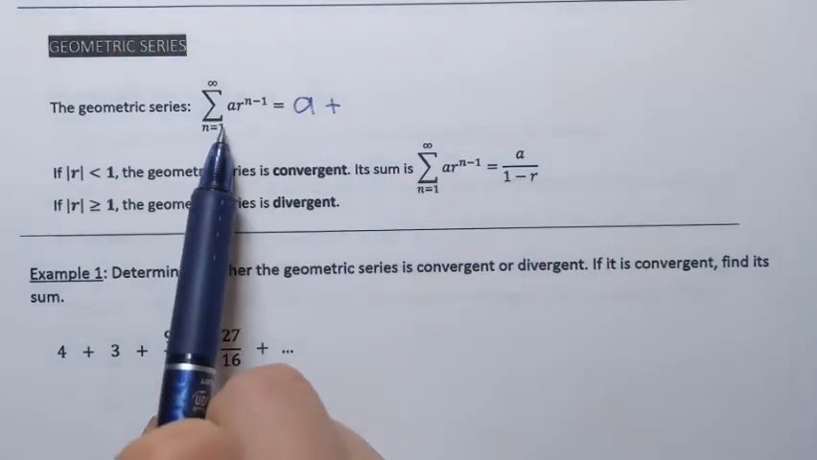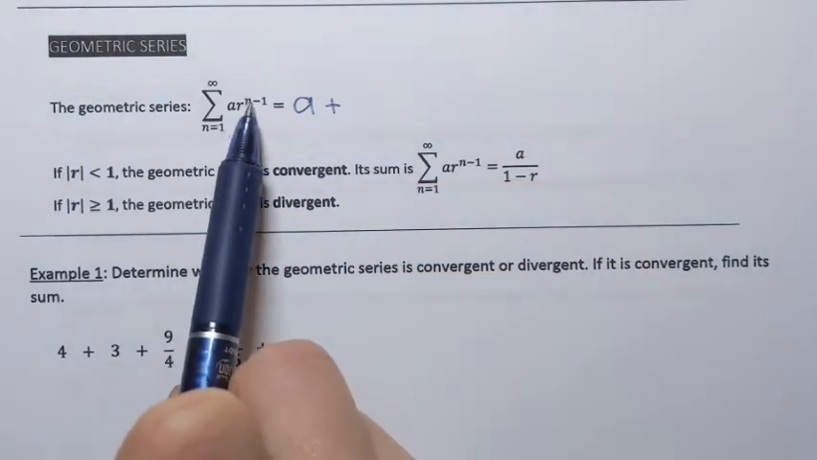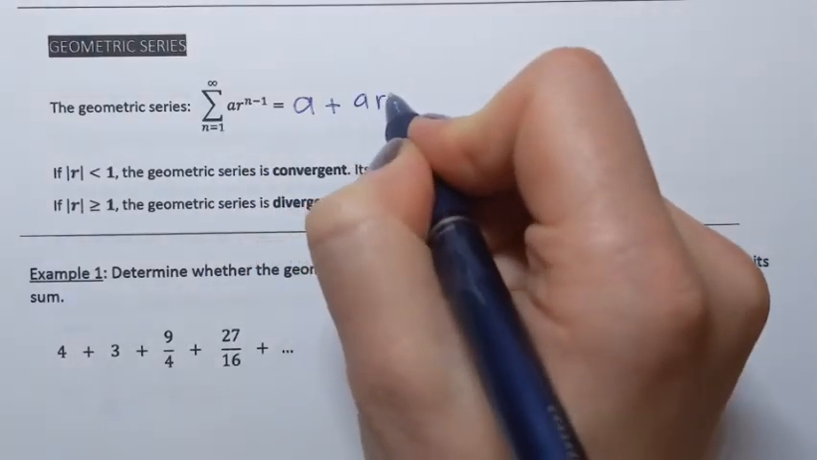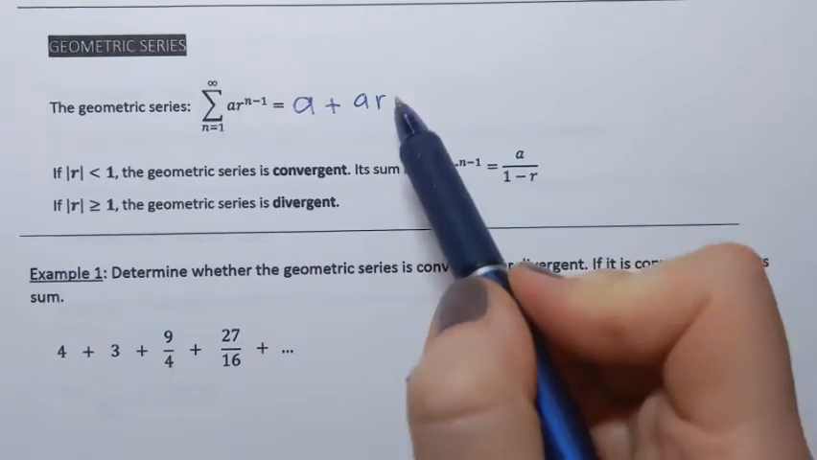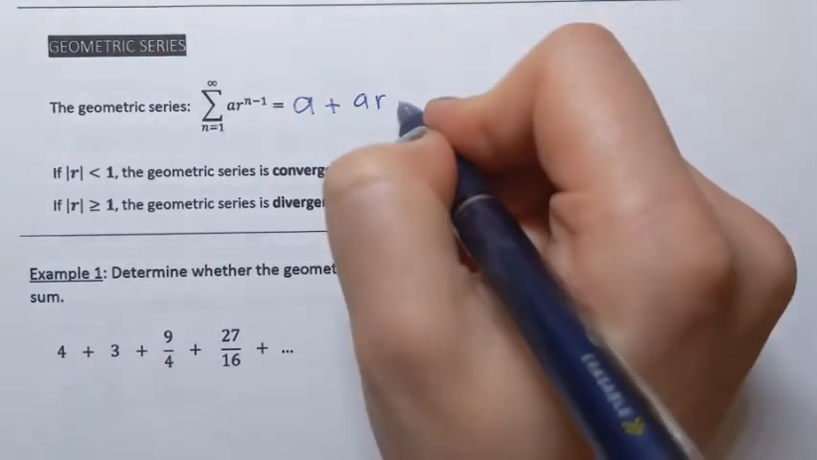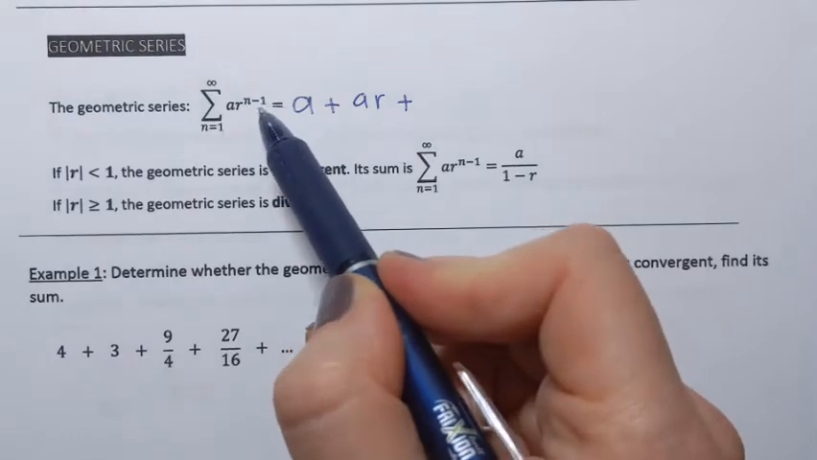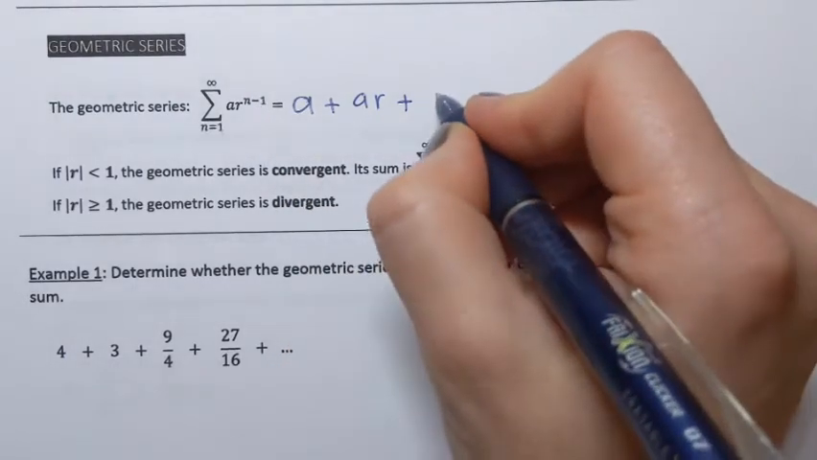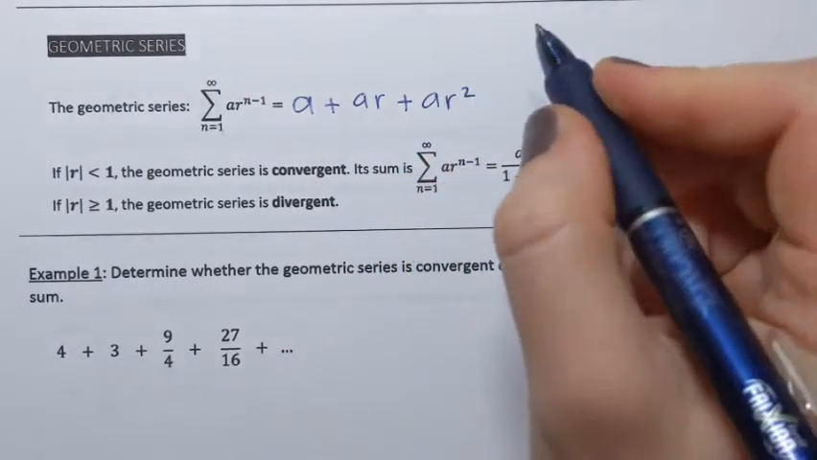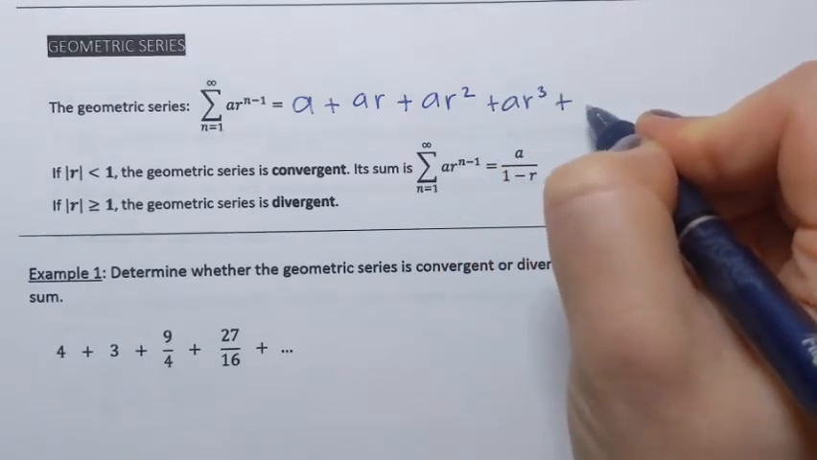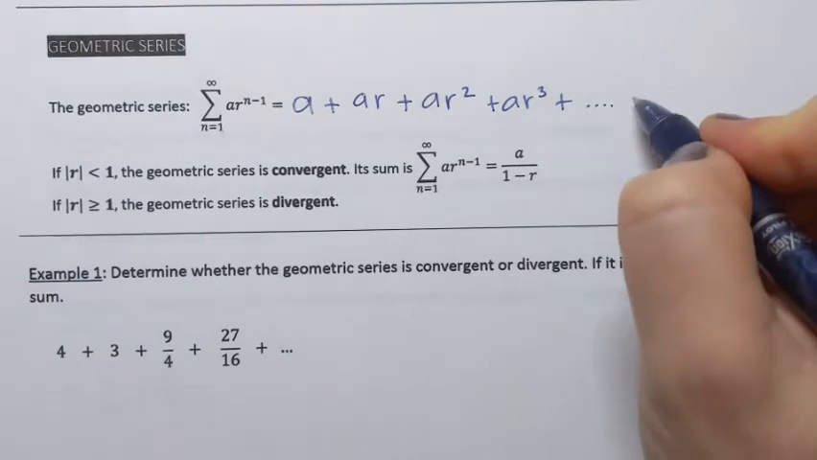What is the second term? Well, it's when n equals 2. 2 minus 1 gives us 1. So the second term is ar to the power 1, or just ar. Third term, n equals 3. When n equals 3, the power becomes 2. So it's ar squared. And now you probably can see the pattern, right? So all terms.